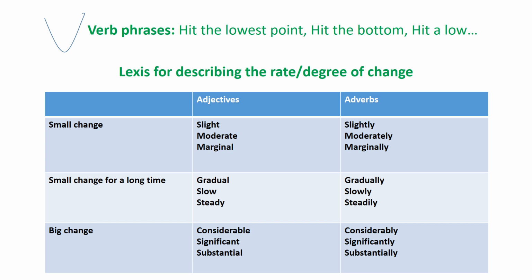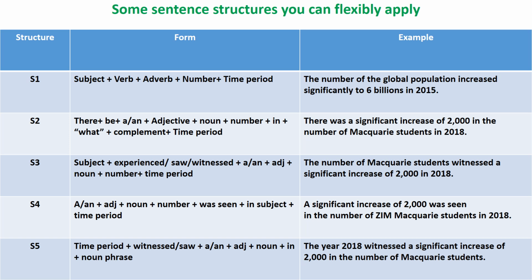Gradual, slow, steady. Gradually, slowly, steadily. Big change: considerable, significant, substantial. Considerably, significantly, substantially. And the next some slides give you typical types of sentences that you can use, followed by a sample essay of line graph.